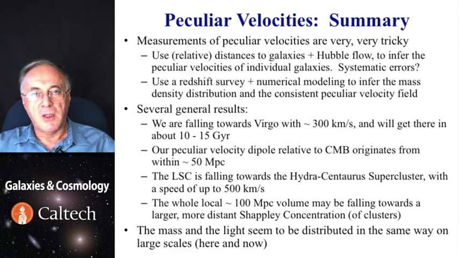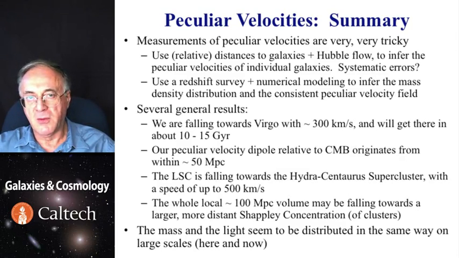We are falling towards the Virgo cluster at 200 or 300 kilometers per second, and the local supercluster is falling towards Hydra-Centaurus at about 400 or 500 kilometers per second, and maybe the whole thing is moving towards an even larger concentration. But most people think that our net peculiar velocity, the one that we measure with respect to the cosmic microwave background, is pretty much due to the masses within 50 megaparsecs per h or so, just not too far from the local supercluster. This is not entirely settled, but it is an emerging consensus view.